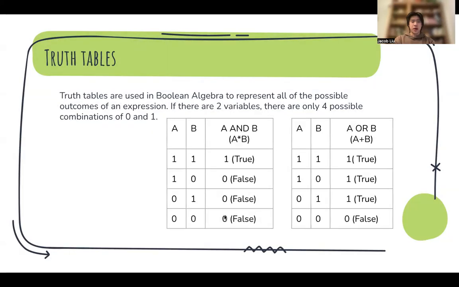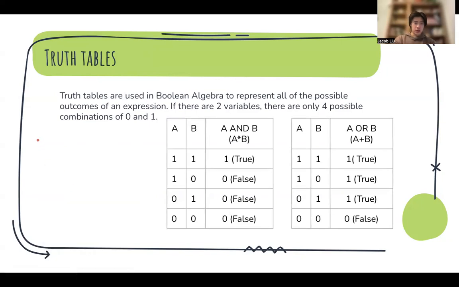Okay, so now on to truth tables. Truth tables are used in Boolean algebra, and basically they represent every possible outcome of an expression and every possible combination of the variables. So if there are two variables, there are only four possible combinations of 0 and 1. So this is a truth table for A and B. This is a truth table for A or B. You can see that they list out every possible combination of A and B and then the solutions.